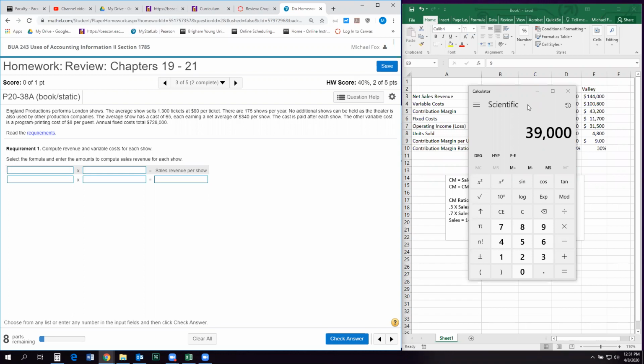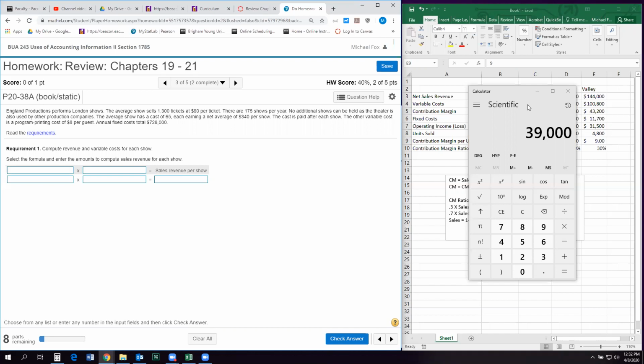The average show has a cast of 65, each earning a net average of $340 per show. The cast is paid after each show. The other variable cost is program printing cost at $8 per guest. Annual fixed cost is $728,000. All right, that's a ton of information just thrown at you right there. So thank you, Pearson. So select the formula.